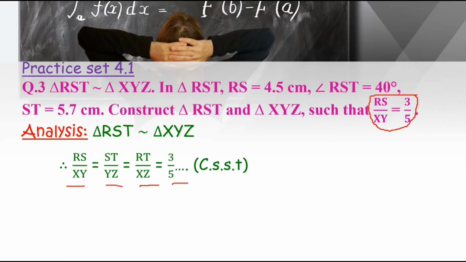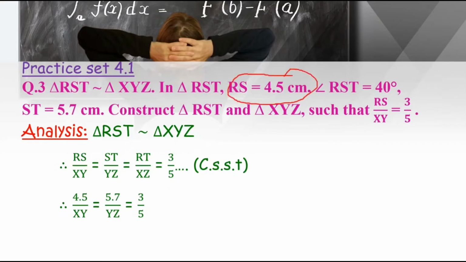Now here we are going to substitute the values of some of the sides. So you will get 4.5 upon XY equals 5.7 upon YZ equals 3 upon 5. You can see that RS is given as 4.5 centimeters, so I have replaced RS by its value, 4.5 centimeters, and ST is given in the question as 5.7 centimeters, so I have replaced ST by 5.7 centimeters.